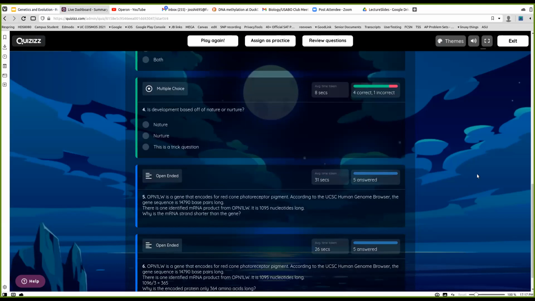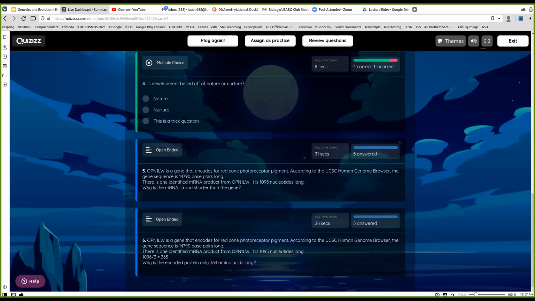For development based off of nature or nurture, the answer was trick question, because it's supposed to be both. When we talk nature and nurture, we have genes, and then different processes that can regulate what genes are expressed, such as DNA methylation and epigenetics, which we covered. So both nature and nurture play a role in development.